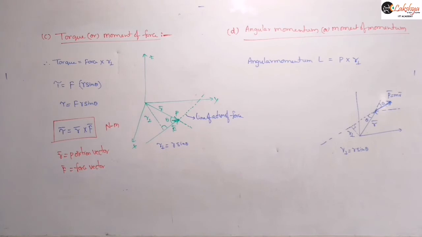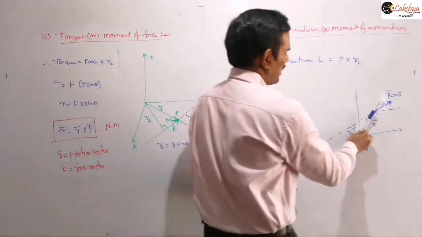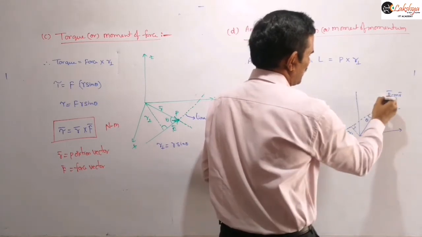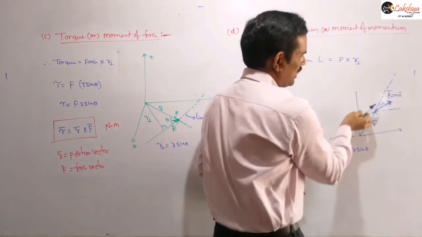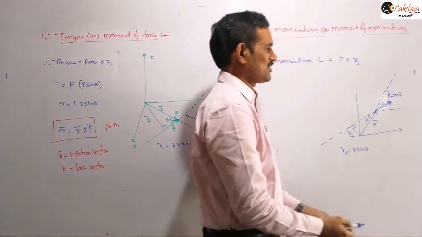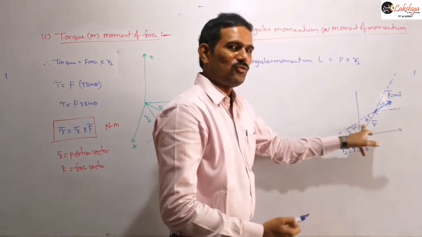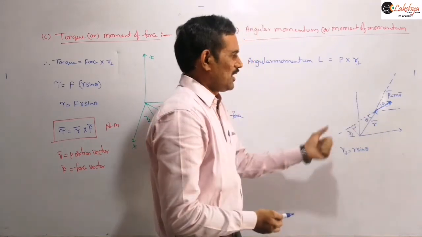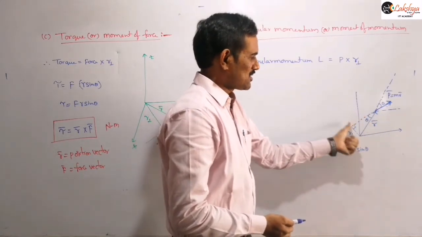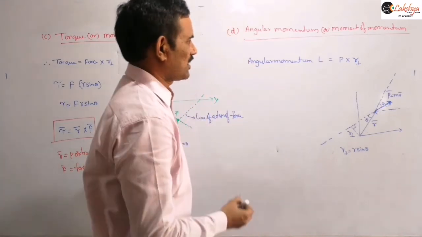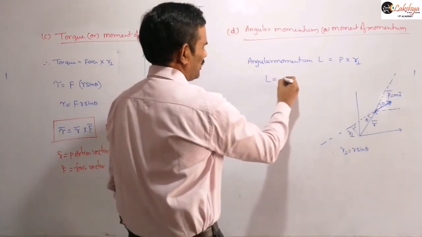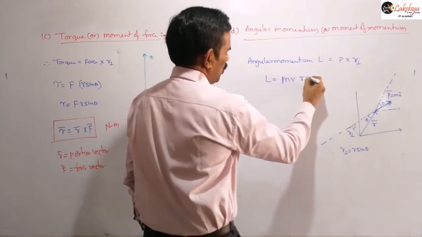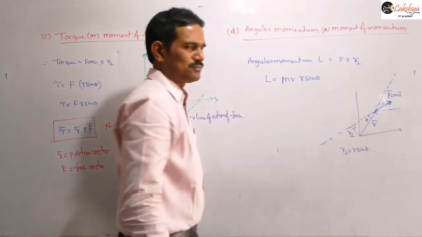So is it clear? This is the direction of r bar, the position vector direction. And p bar I am taking like this. p bar is inclined at an angle theta with r bar. That theta is the angle between p bar and r bar here. So by the right angle triangle, this will be the perpendicular distance there. So I can write this angular momentum as mv into r sin theta.